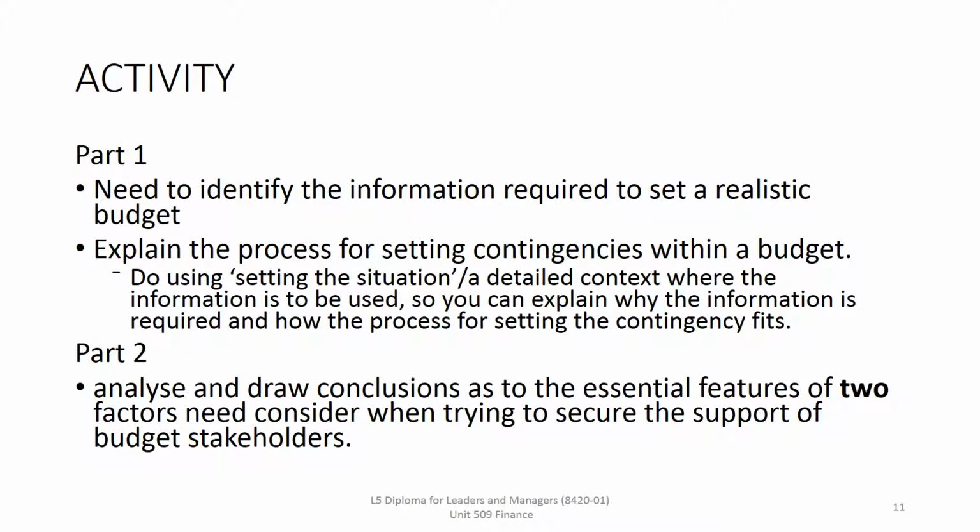So for this activity, you may need to go away and do a bit more research to build on what we've talked about, but you need to identify the information required to set a realistic budget. I think we've been through that. And then explain the process for setting contingencies within that budget. Now, do that using a setting or a situation, a detailed context. So maybe something within your organisation or how you've been through the process. What information is used, and explain why that information is required and how it is used in the process of contingency, where it fits in.